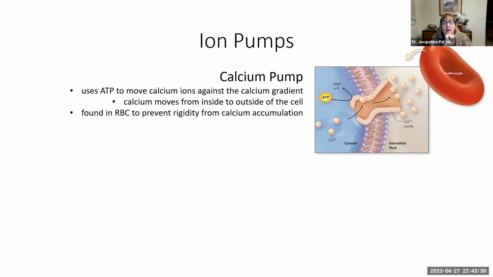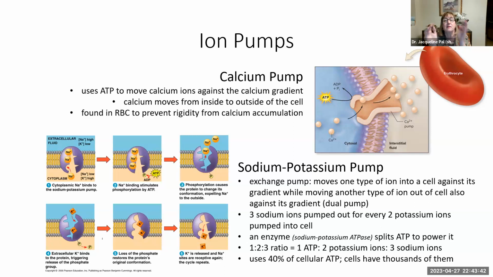But the one you know a lot about is the sodium potassium pump, because it's moving sodium up a concentration gradient and also moving potassium up a concentration gradient. So it's a dual pump where both things are moving uphill. And it's not an even exchange. It doesn't have anything to do with plus charges and minus charges. It's actually 3 sodium ions for every 2 potassium ions. And there's an enzyme here that has a specific name. So yes, it acts like a kinase, but it's called sodium potassium ATPase. Okay.